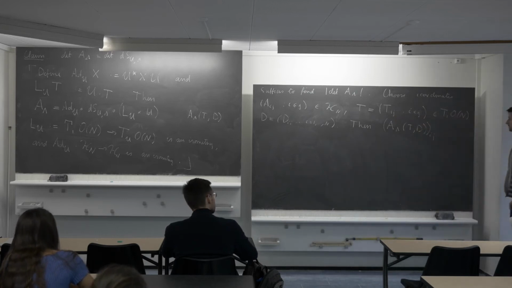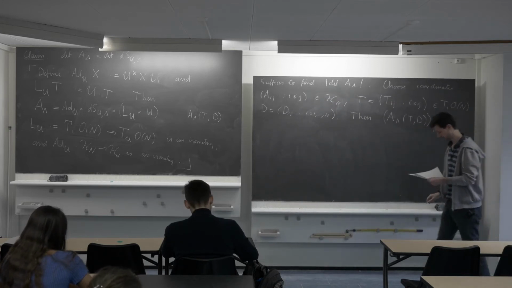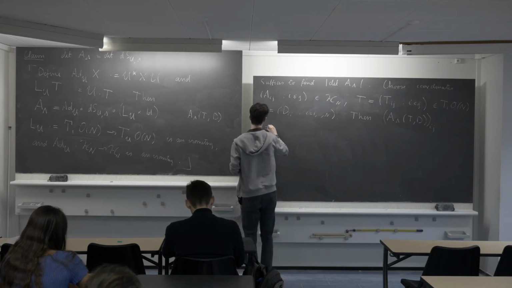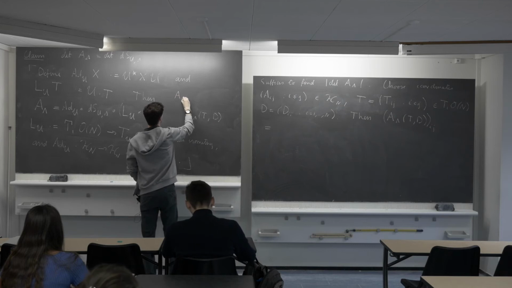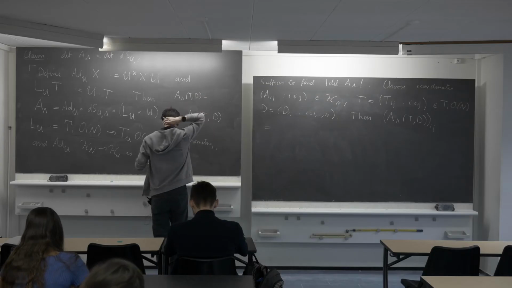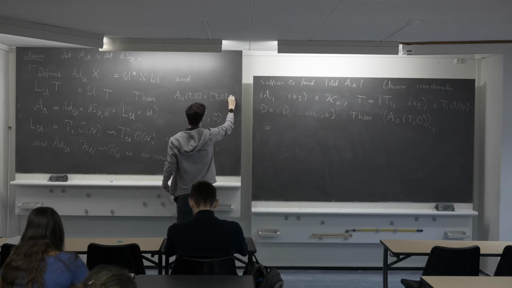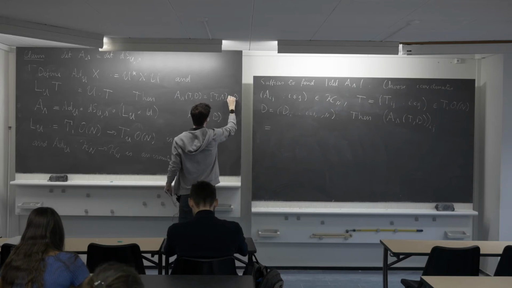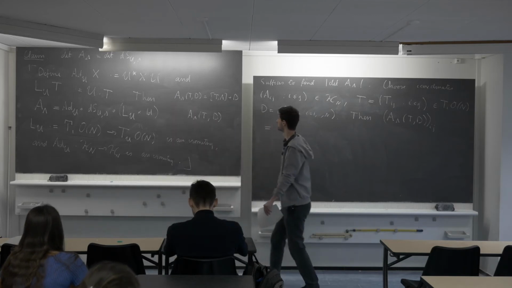If I compute the entry ij, i less than or equal to j, of this linear map, it is equal to... let me recall, what was A lambda of T, D? Which way around did I write it? T, lambda of D. Okay, let me write this in terms of the entries.